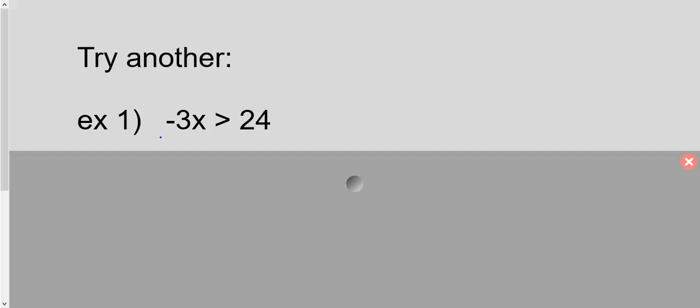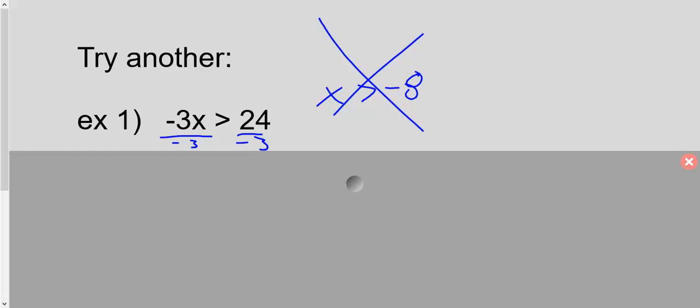Here's another example. I'm going to divide by negative 3. And when I divide by negative 3, this would be wrong because I didn't switch my symbol. X is less than negative 8.